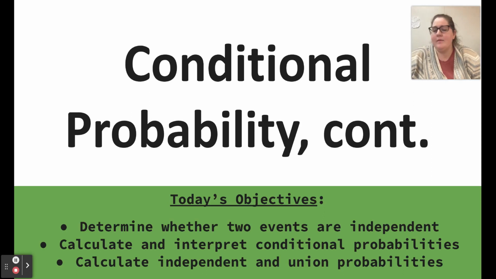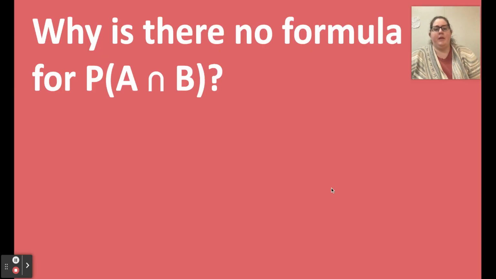Hello. So, welcome to our next lesson. We're going to talk a little bit more about conditional probability and different ways of calculating it. We'll determine whether two events are independent. It's going to be our first goal. Calculate and interpret conditional probabilities again, and then calculate just basic independent and union probabilities.